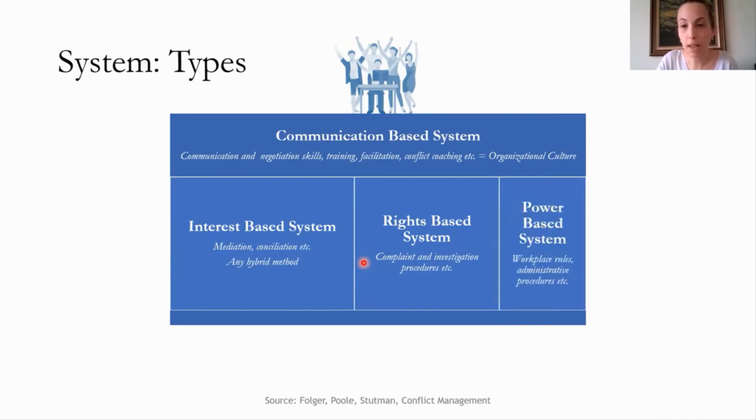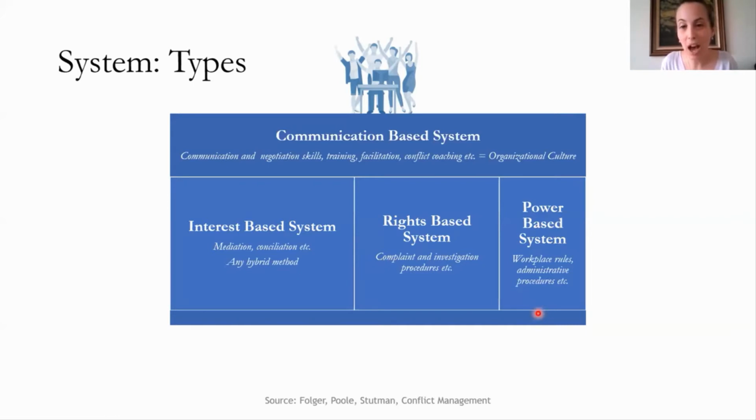And last but not least, the third pillar of our system is the power-based system. It includes workplace rules and administrative procedures. It's the load-bearing column, which means the main column of our building. You can decorate it as you want, but you cannot remove it. It's the main column, so the whole system relies on the power-based system.